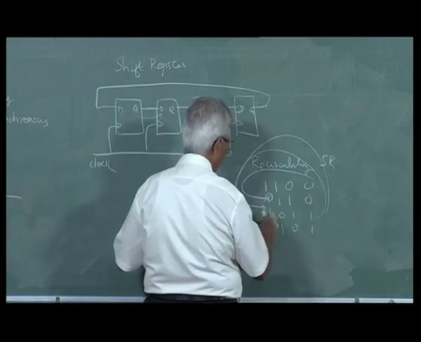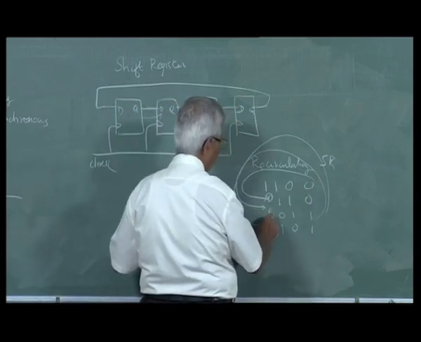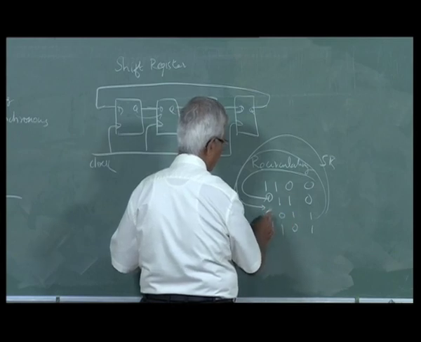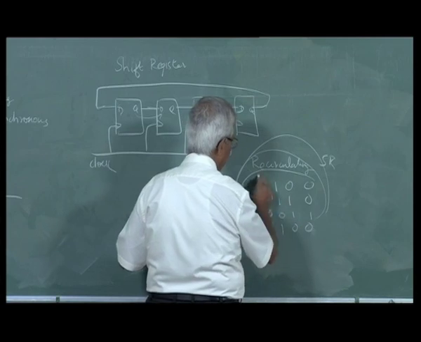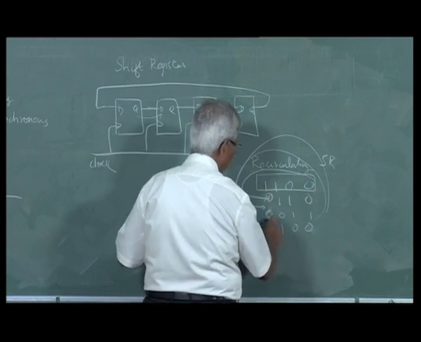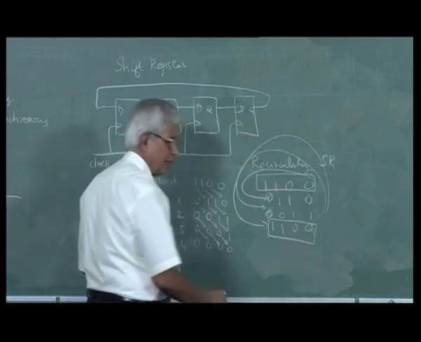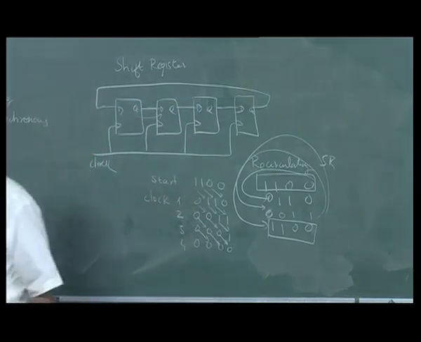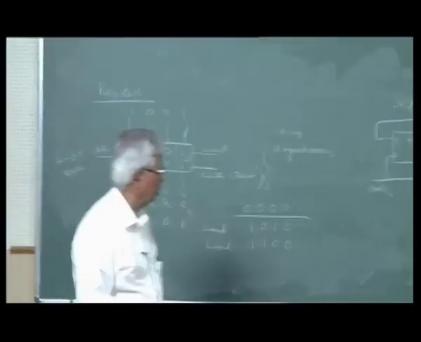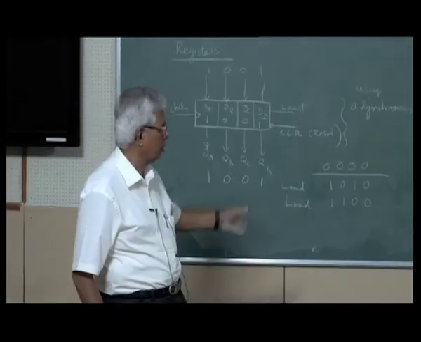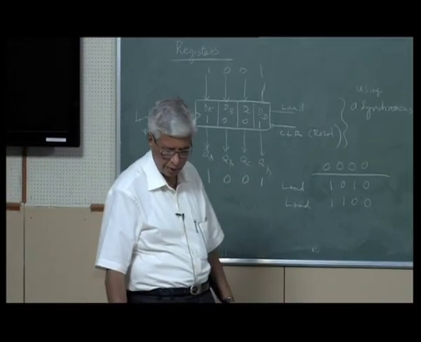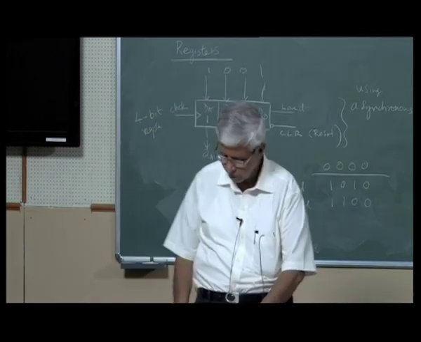Second time also it will be 0, 1 0, so this will be 1 1 0 0, which is the starting value. So if you don't want to lose the data, I can recirculate it so that it remains. This is called recirculating shift registers. We will see some more of shift registers next lecture. Today I will stop here.